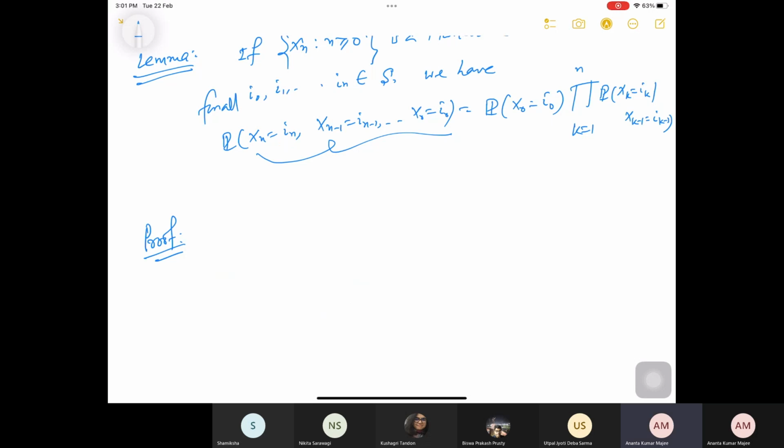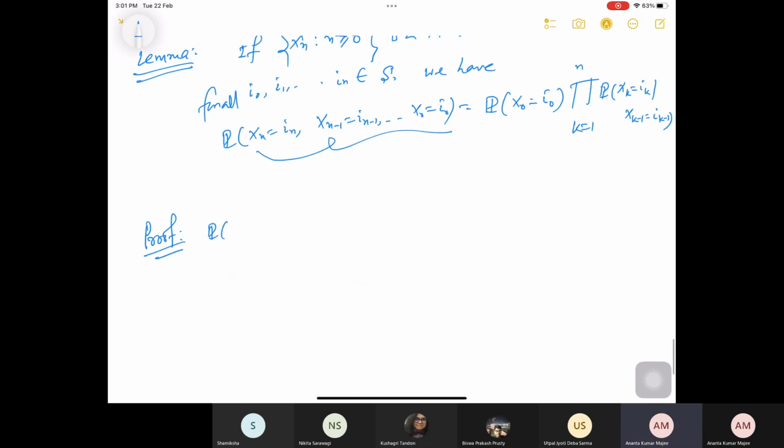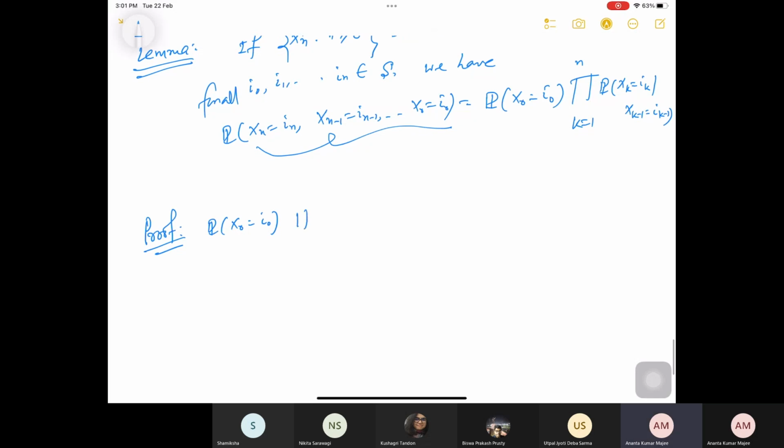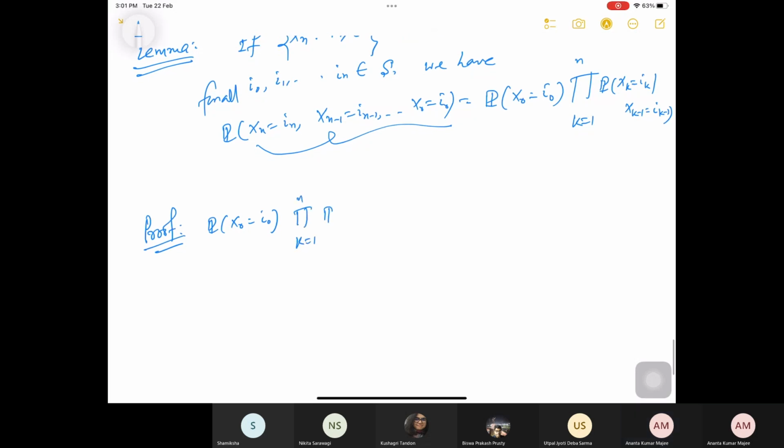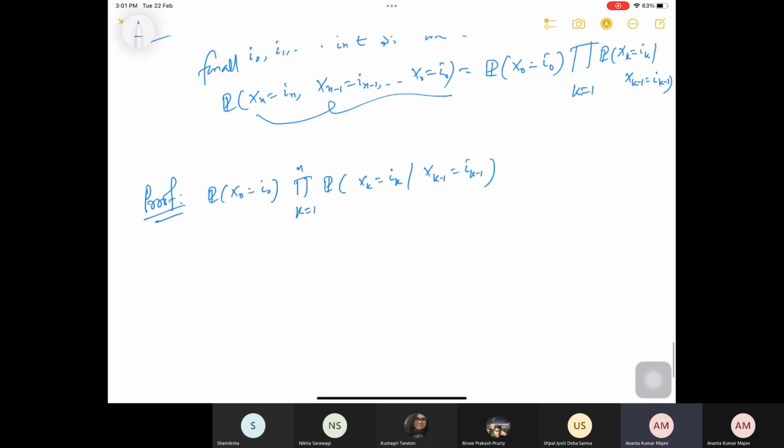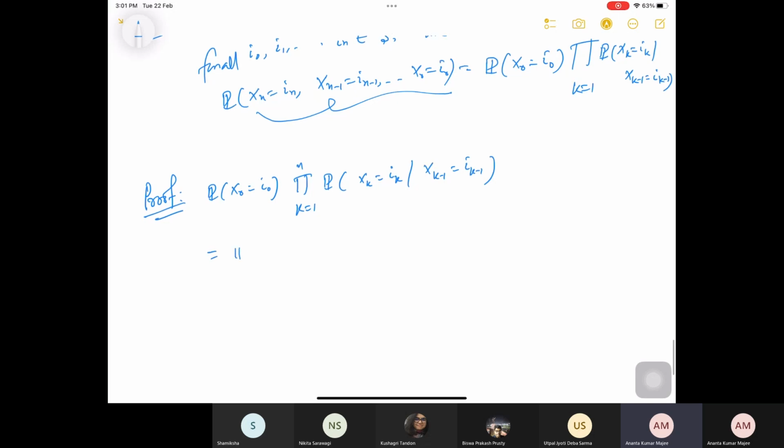If you look at it from the right hand side, probability of X0 equal to i0, product of k equal to 1 to n, probability of Xk equal to ik given Xk−1 equal to ik−1. These things I have. So now I can write this as probability of X0 equal to i0, then the product over k equal to 1 to n of the probability of Xk equal to ik given Xk−1 equal to ik−1.